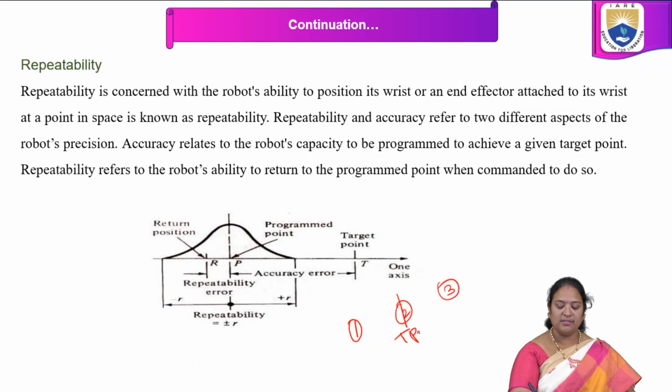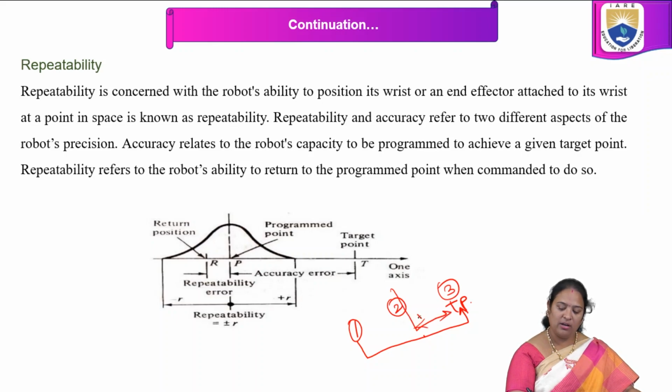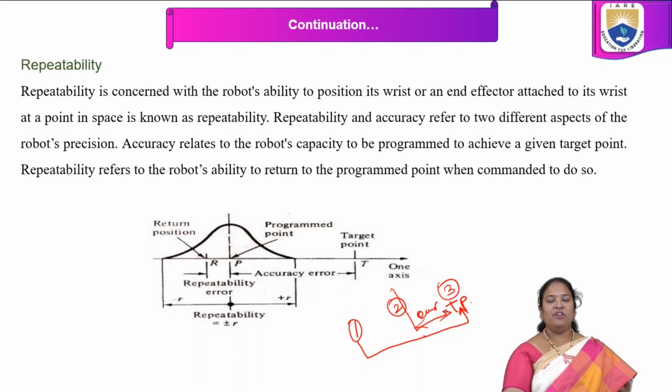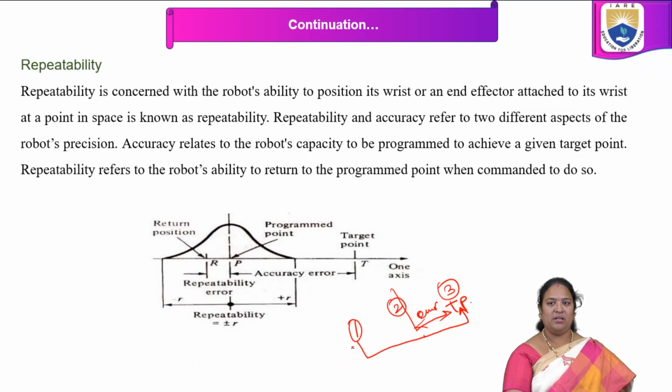This we call the target point. Now the robot has to move from point one to the target point. That is the actual work to be done. But when it is moving to the target point, we call it some error which has occurred. And the robot should move from point 1 to point 2 and it should move back from point 3 to point 1. That is known as repeatability.